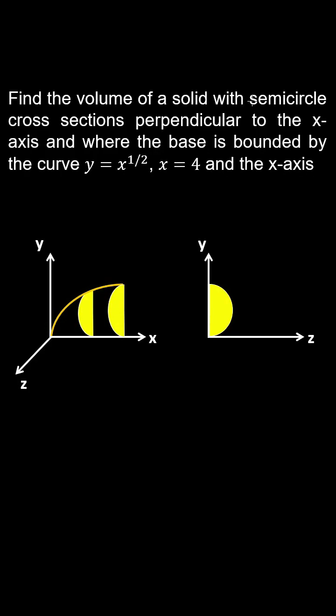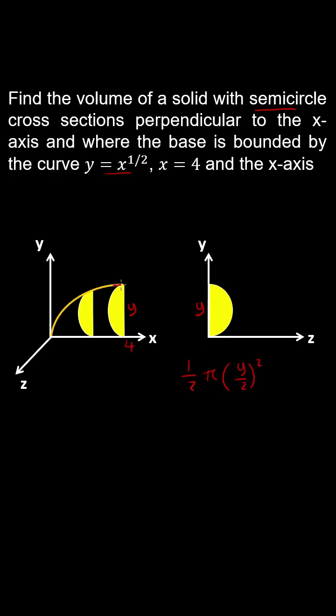Find the volume of a solid with semicircle cross sections perpendicular to the horizontal axes or parallel to the yz plane, and where the base is bounded by the square root curve, the vertical line x equals 4, and the horizontal axes. Well, the diameter of the circle is described by y, and therefore the area of the circle is pi by the radius squared, and times 1/2 because we're looking at a semicircle.